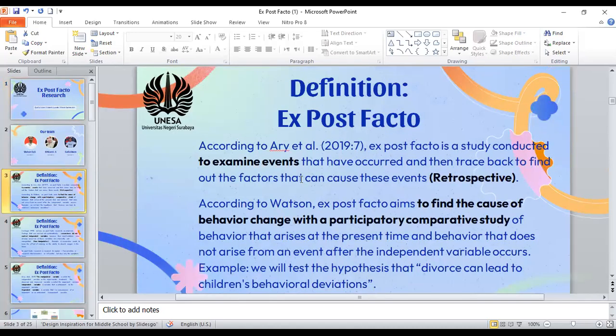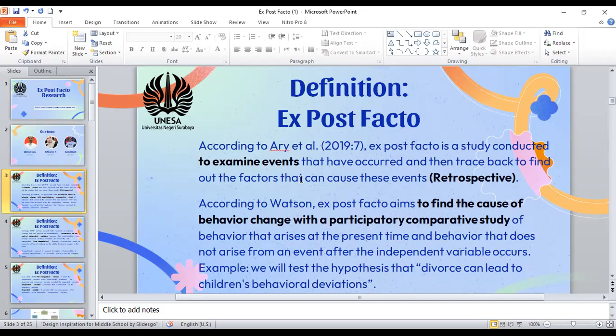Okay, let's start with the definition of ex post facto itself. According to Aristotle, 2019, ex post facto is a study conducted to examine events. It examines events that occurred and then traces back to find the factors that can cause these events. It is usually called retrospective.